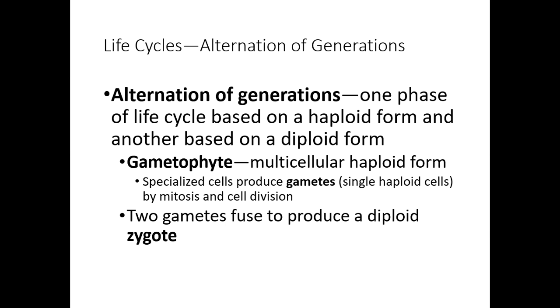And the specialized cells in the gametophyte produce gametes, single haploid cells, by mitosis and cell division. So the gametophyte is basically just going to be this giant sperm cell making more sperm cells. You can think of it like that. And then two gametes that are produced in the gametophyte will come together to make a diploid zygote. A lot of times, depending on what's the dominant stage, the haploid or the diploid, the gametophyte can be huge, or it'll be really, really tiny.